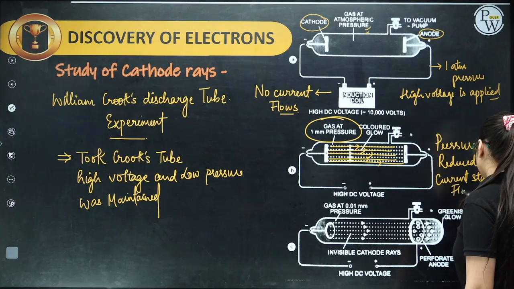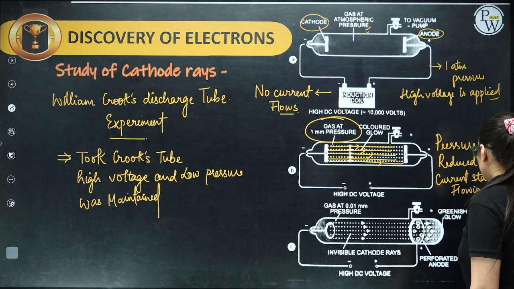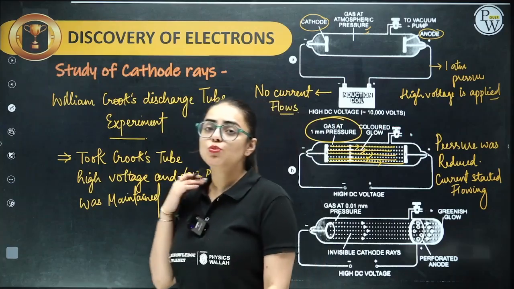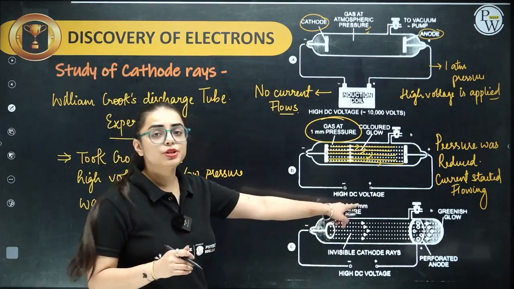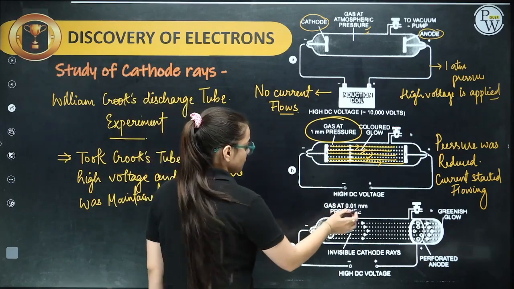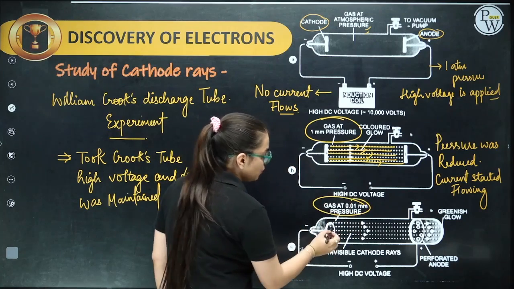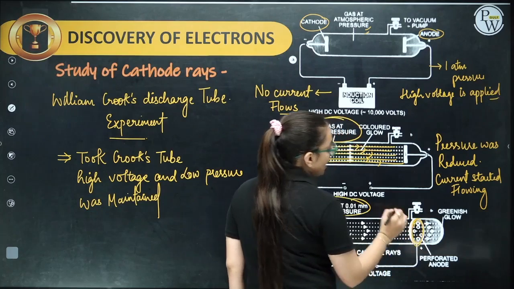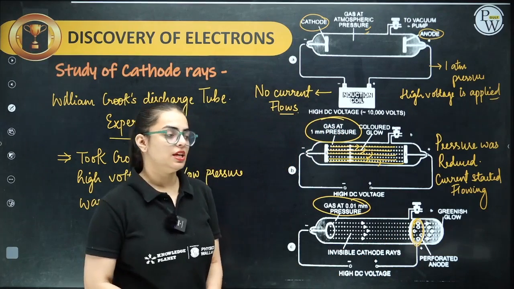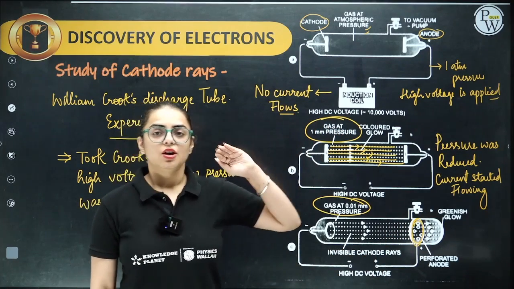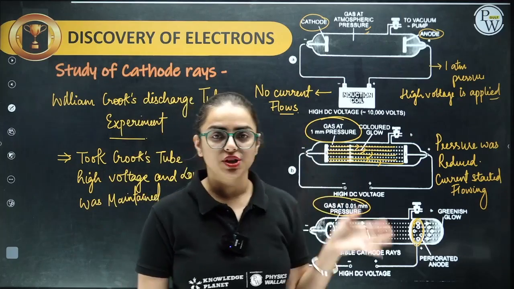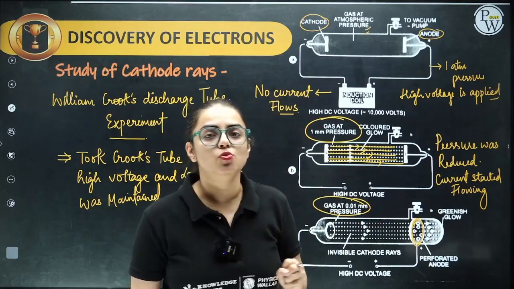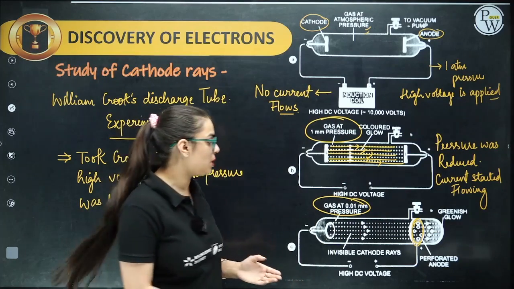Current started flowing. Now talking about the third case, now the pressure is almost reduced to 0.01 mm pressure. At this point, we inserted a perforated anode. Why did we insert a perforated anode? Because in the second case, when the pressure was reduced and high voltage was applied, some rays were traveling. Now the rays were not visible to us. To make them visible, we inserted a perforated anode.